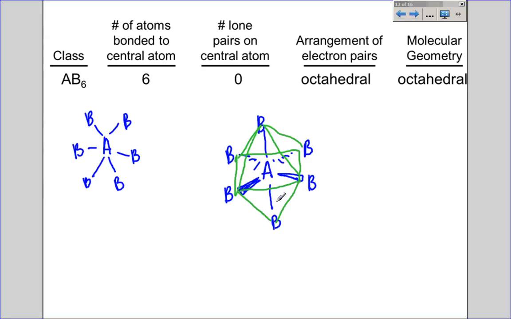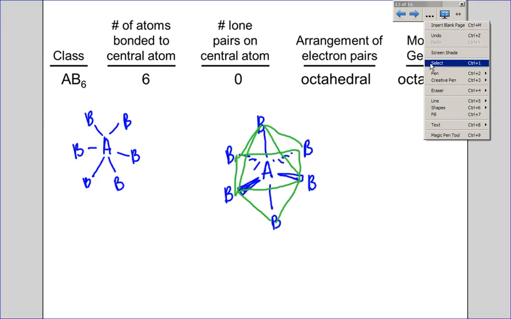What an octahedron is, is an 8-sided shape. So it's kind of like a square-based bipyramid, but the entire thing is an octahedron, which is an 8-sided shape. Again, there are no lone pairs, so the electronic and molecular geometry are identical. And the angles are all 90 degrees.